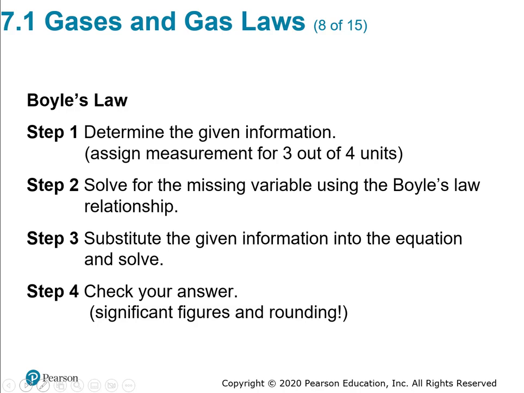So here are the steps. For me, always determine what you know. Do I know P1, V1, P2, V2? Which 3 do I know? Identify those, and then identify which one I don't know. Then solve the formula for the missing one. Then you can just plug the numbers in. I find it's easier to rearrange the formula, then use the numbers, than to try and move the numbers around. I tend to make more mistakes that way. And remember to use significant figures and rounding, because this is multiplication.